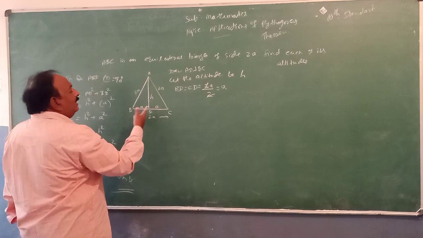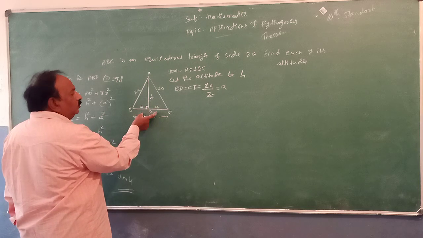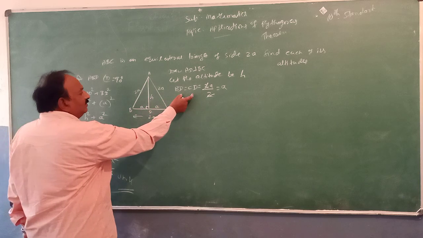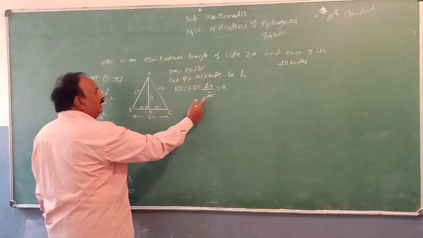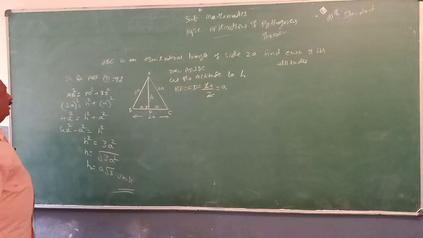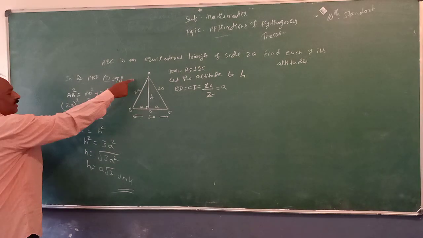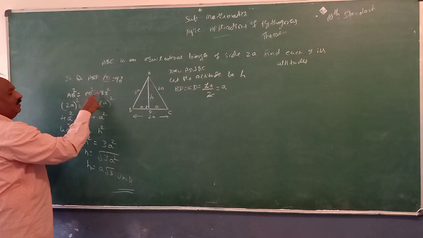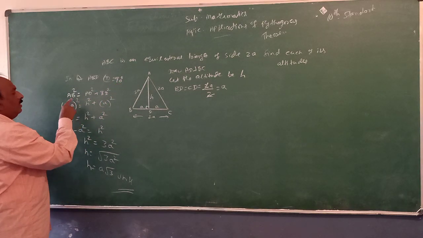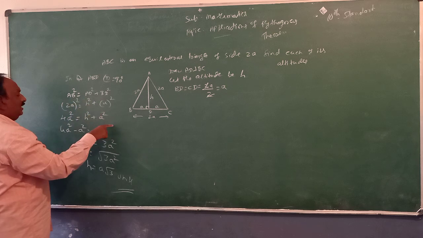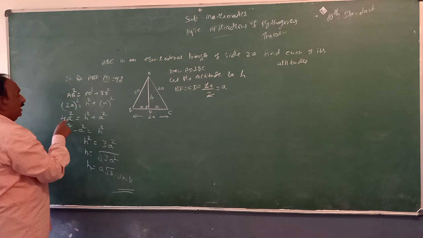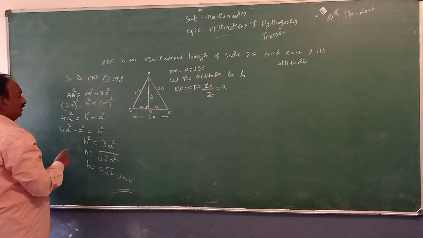The perpendicular bisects the third side into two equal parts. BD is equal to CD is equal to 2A by 2, cancel A. Applying the Pythagoras theorem, AB squared is equal to AD square plus BD square. (2A) whole square is H square plus A square. 2 2s are 4A square is equal to H square plus A square.